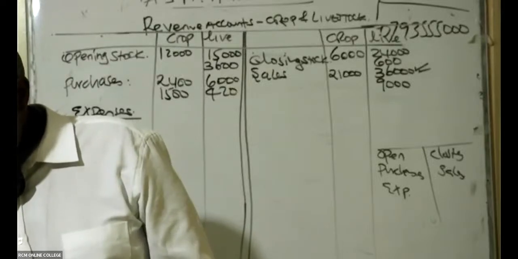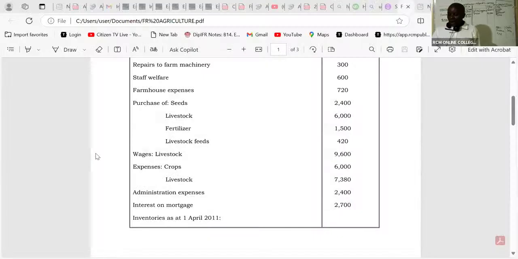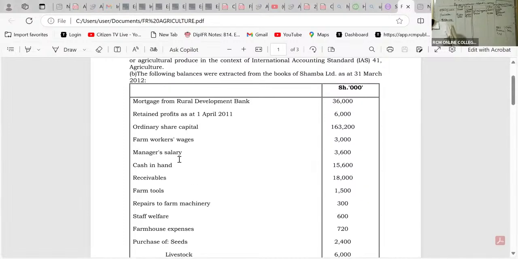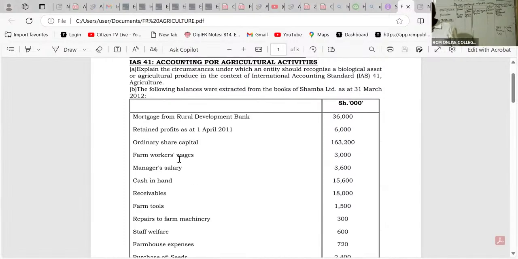So now we start, ladies and gentlemen. Now we are looking for our expenses. The very best way that I normally tell my students to know which expenses are very specific is to simply run through your trial balance first. For example, these farm workers' wages, you see 3,000, given for all the biological assets. So this 3,000, you can't book it here.